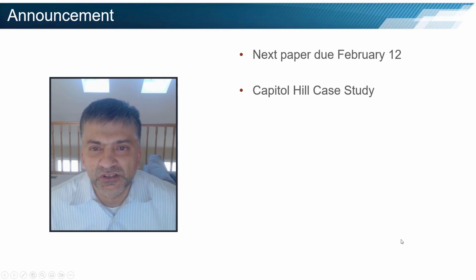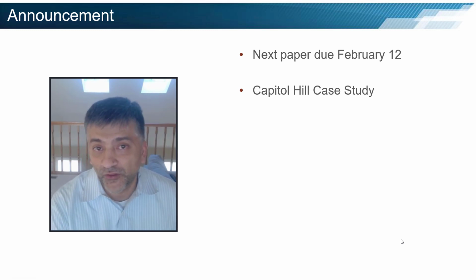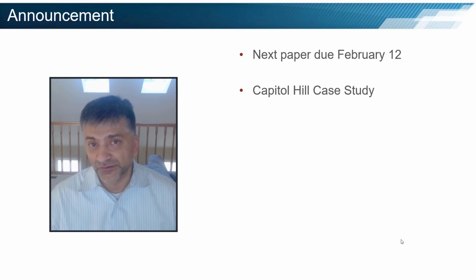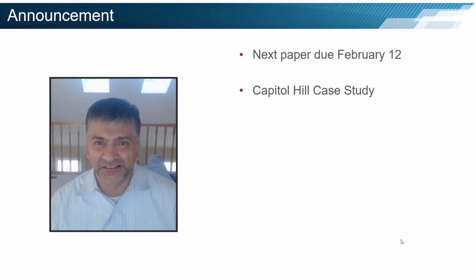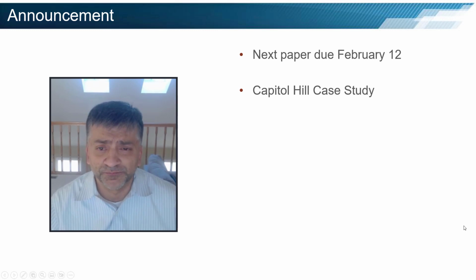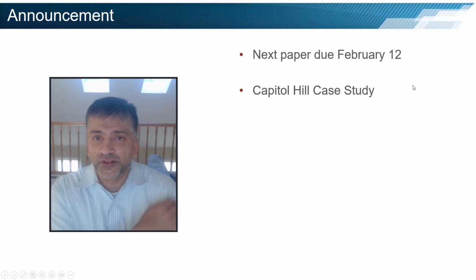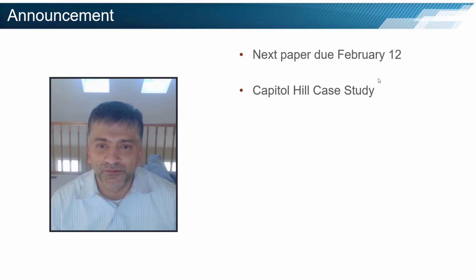So just a couple announcements. Next paper is due February 12th. And if you are briefing in your group 2, it's February 9th at 9 p.m. Eastern Standard Time. And I'll send a Zoom link out. The WebEx was a little choppy last time, so I think Zoom might be a better way to go. So again, February 12th the paper, February 9th at 9 o'clock Eastern Standard Time for the briefing.